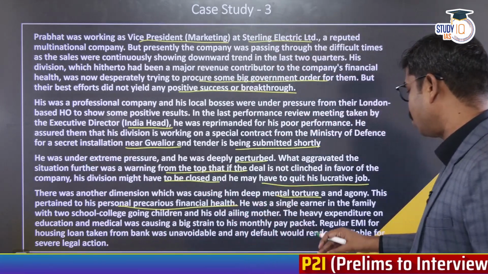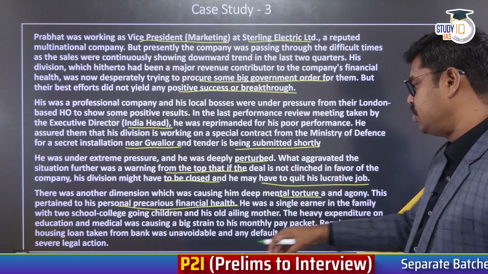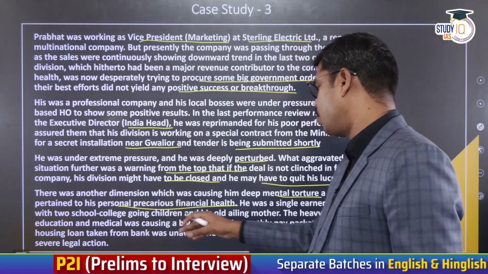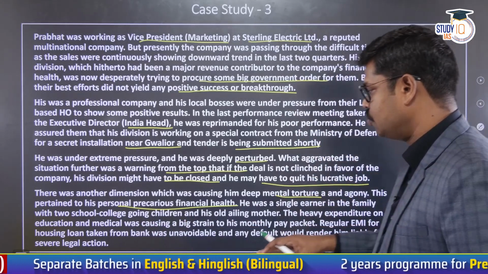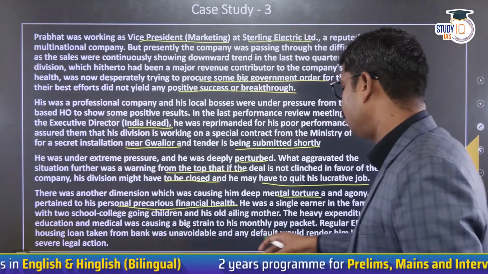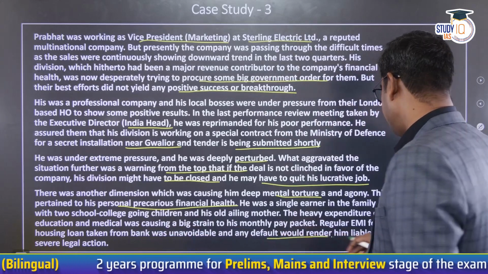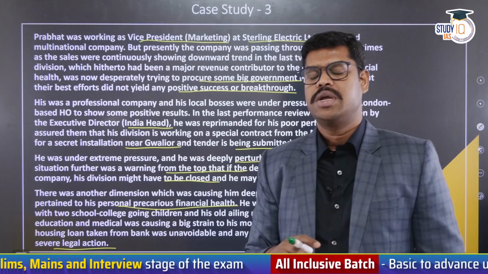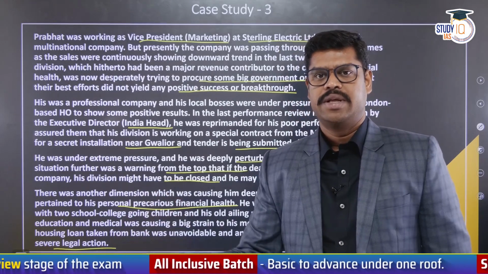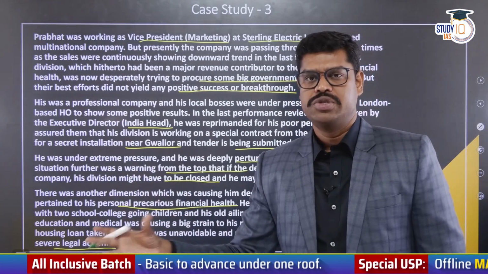So that also requires a lot of money. The heavy expenditure on education and medical was causing a big strain on his monthly pay packet. Regular EMI for housing loan taken from the bank was unavoidable and any default would render him liable for severe legal action. So personally, you see, he is the only breadwinner and he has a lot of commitments. His ailing mother is there, children education is there, a housing loan is there.